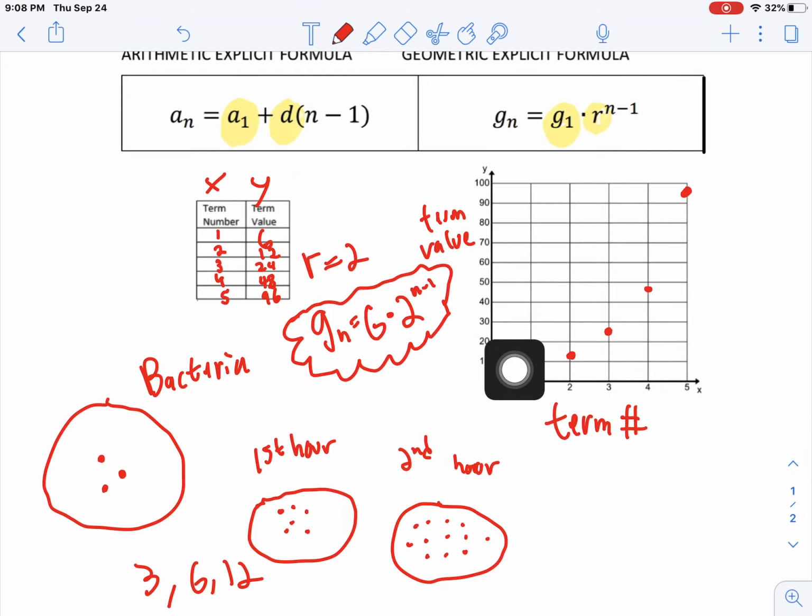And what you see here is that we start to get really, really big over here. If I were to connect this and make this curve, this is actually an exponential function. So these geometric sequences make exponential functions.